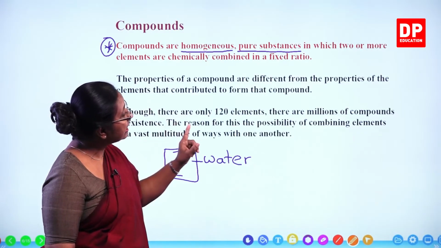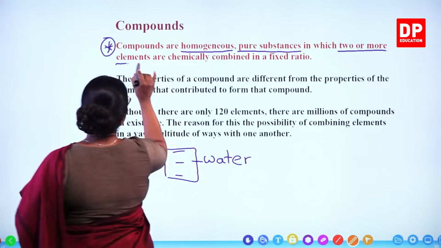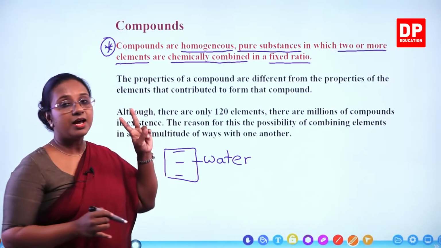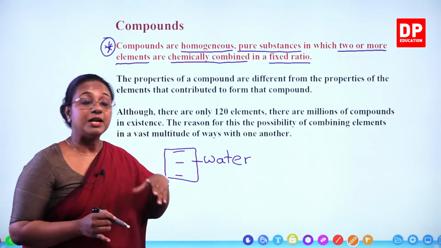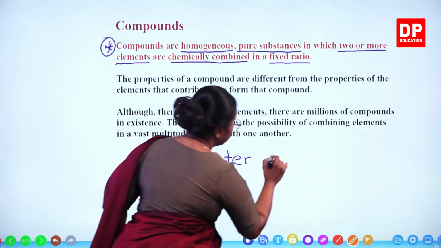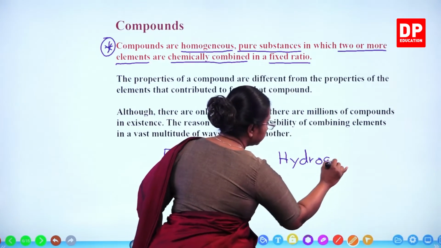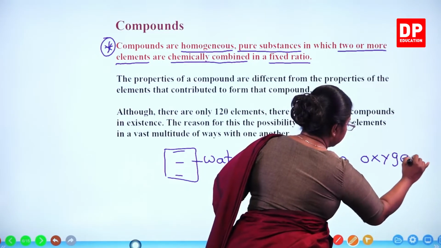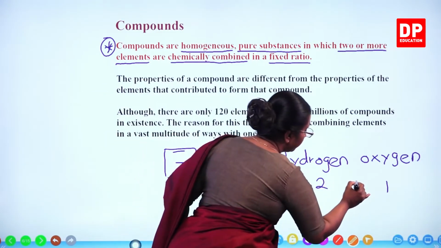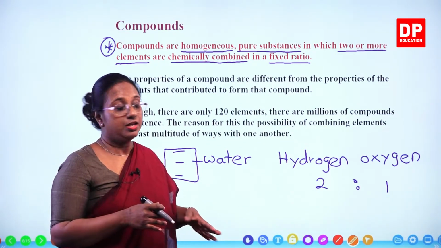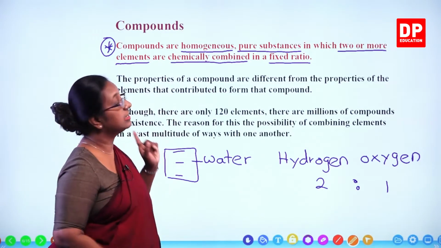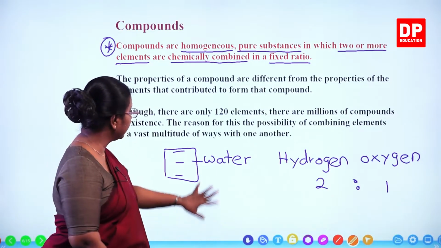So pure substances in which two or more elements are chemically combined in a fixed ratio. So in water, there are two or more elements. So in water, there are only two elements. But if you take the other compounds, there can be three elements or more elements. So two or more elements. In water, there is only hydrogen and oxygen. And this hydrogen and oxygen, there are two hydrogens and one oxygen. That is a ratio. You all know what ratio is, how many of each component is there. So, two elements, hydrogen and oxygen, combine in a fixed ratio, 2:1 ratio, and that is a chemical combination. Once they combine like that, you will get water.